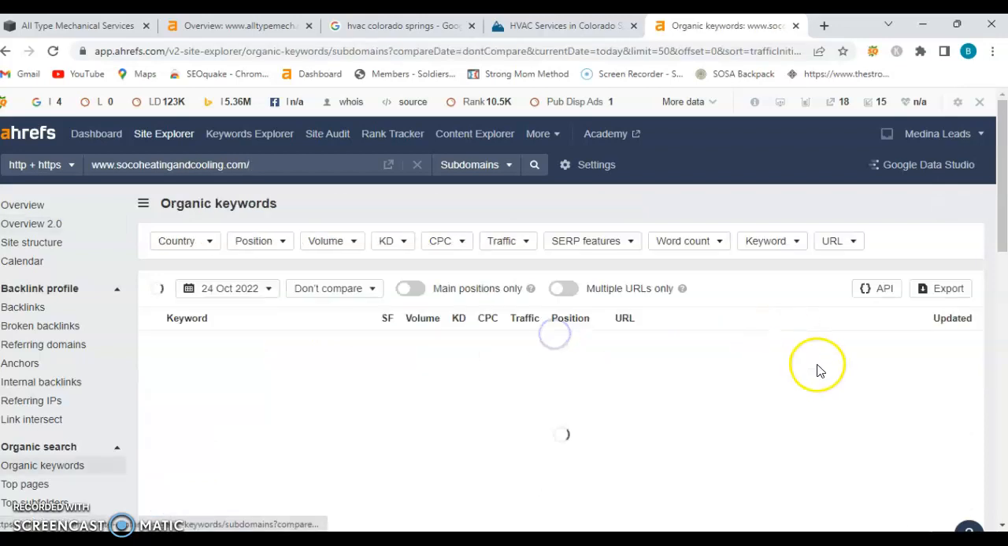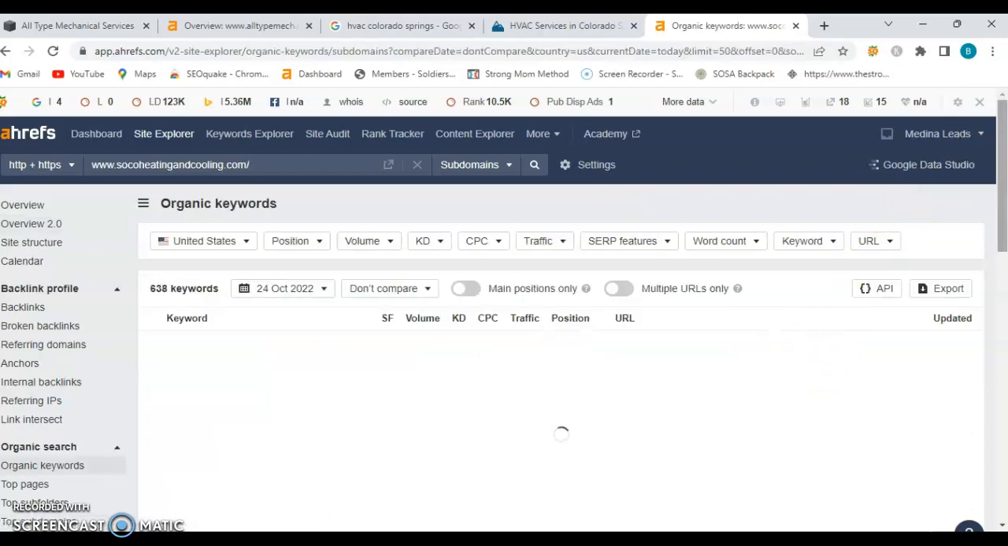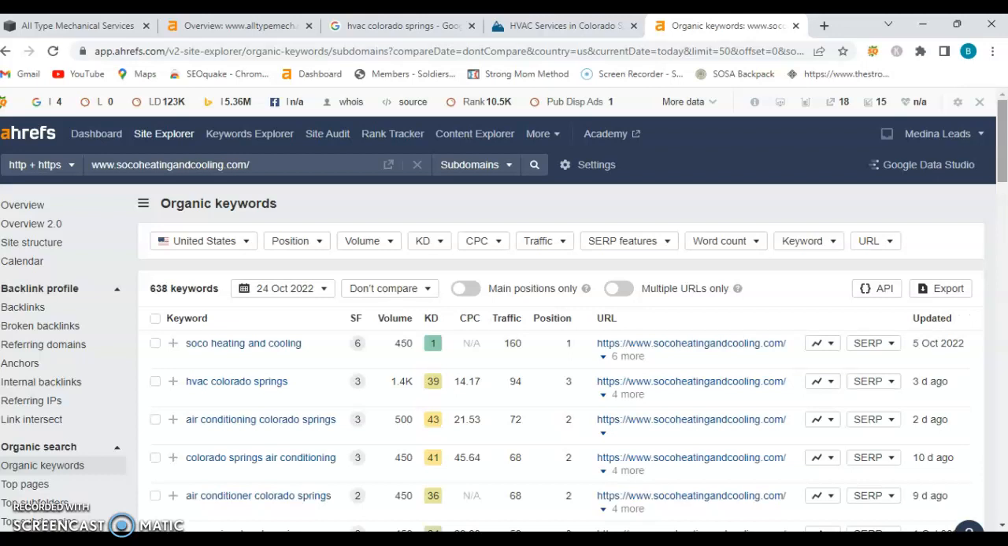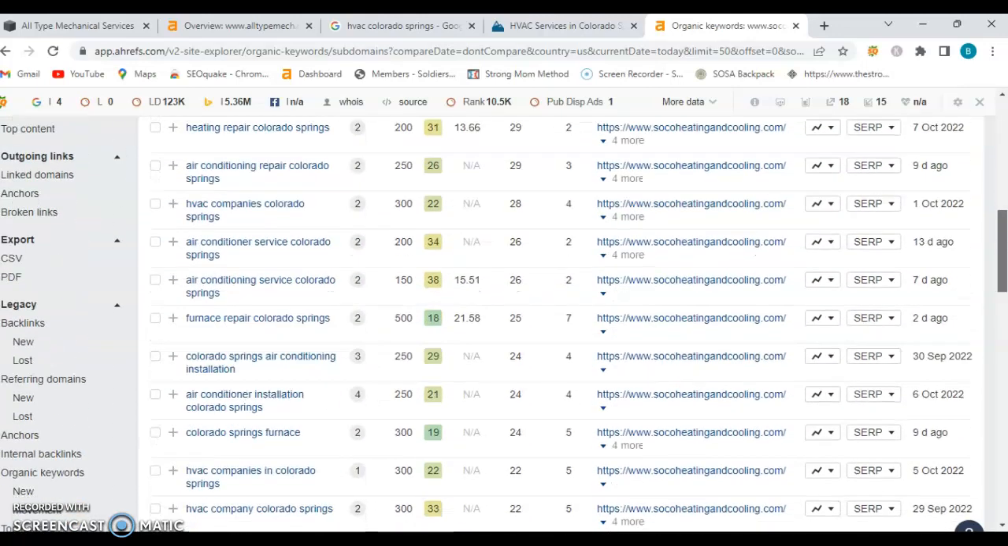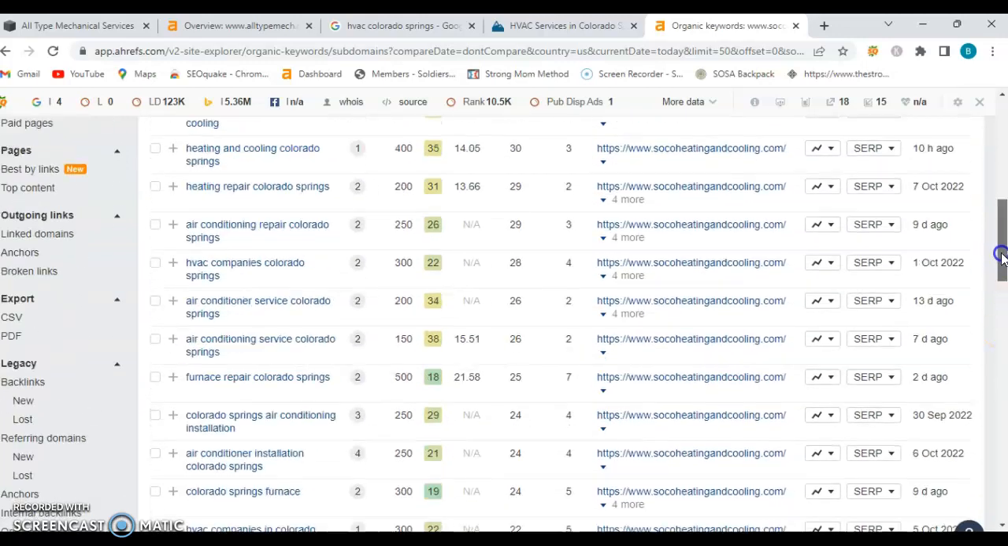Then we get to look at their keywords here. And like I said, the idea is to get buyer intent keywords. So like looking here, HVAC Colorado Springs. That volume, there's 1.4 thousand people searching for that. This is where we definitely want to start looking at what keywords want to be utilized on your website.